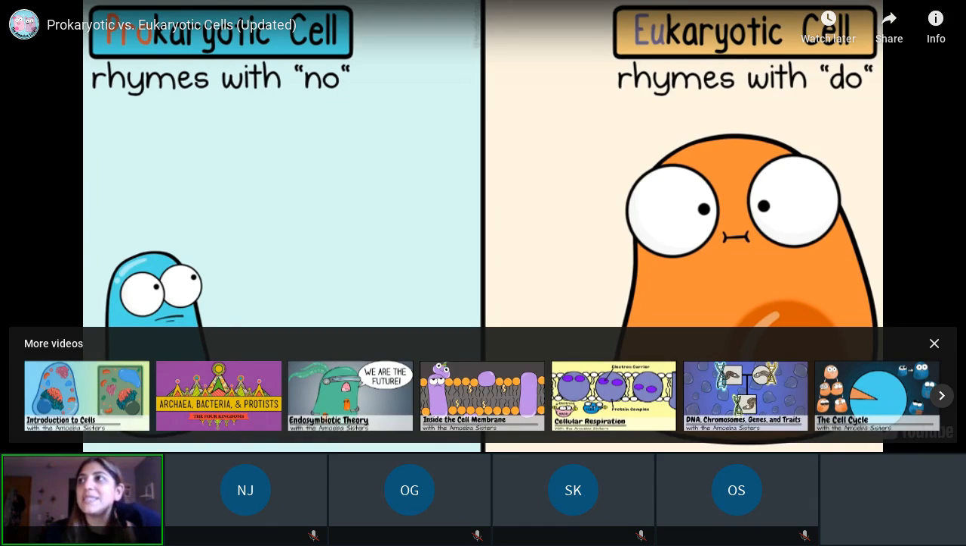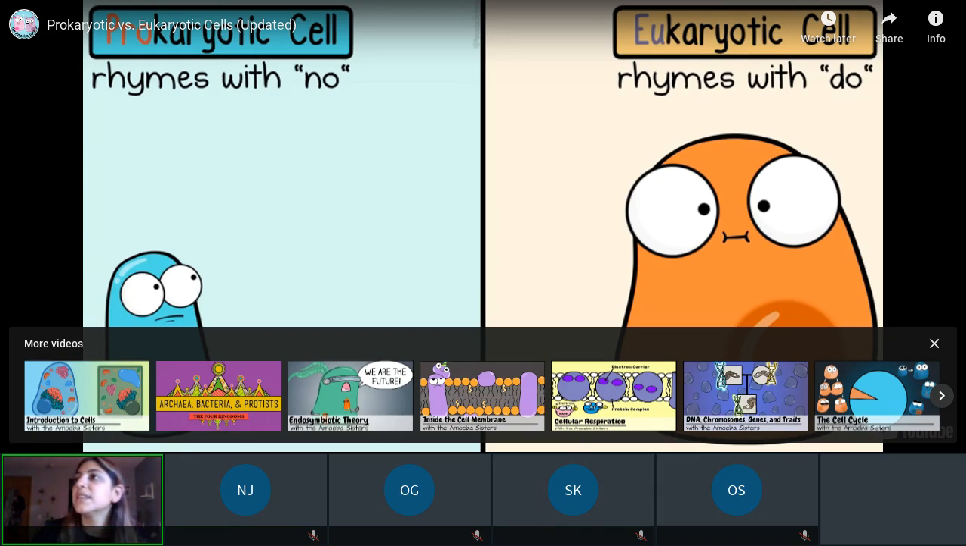So we're talking about some differences. So if you go on to the next page on that last slide, okay, the question says in the video, a mnemonic is mentioned, right? Remember that a mnemonic device is just a way to use the sounds of the words and connect it in a way that will help you remember things, right? So a mnemonic device is mentioned. Pro in prokaryotes rhymes with no, and eu in eukaryotes rhymes with do.